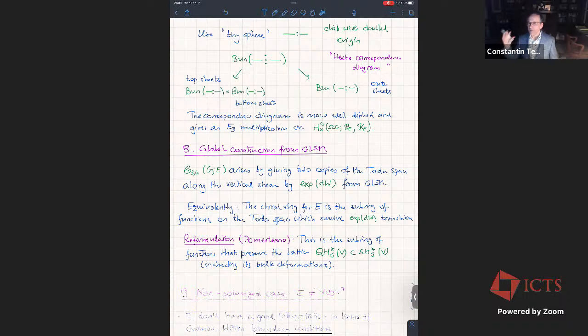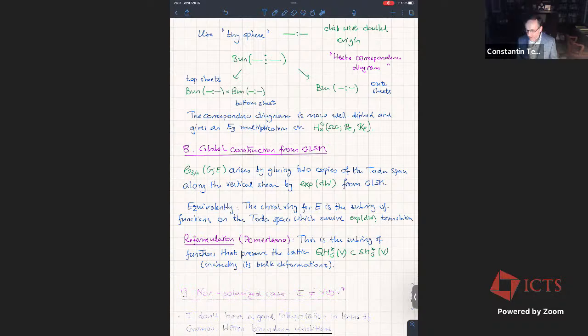And take two copies of the space and glue them together along this vertical shift, this vertical shear. Now, if this section was regular, of course, taking two copies and identifying them by an isomorphism would give you exactly one copy of the original space. So you'd get exactly the original Toda space back. But this section has singularities. And the singularity is going to force some crushing of the result.